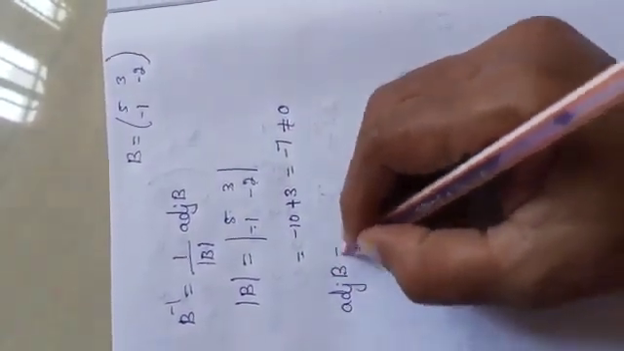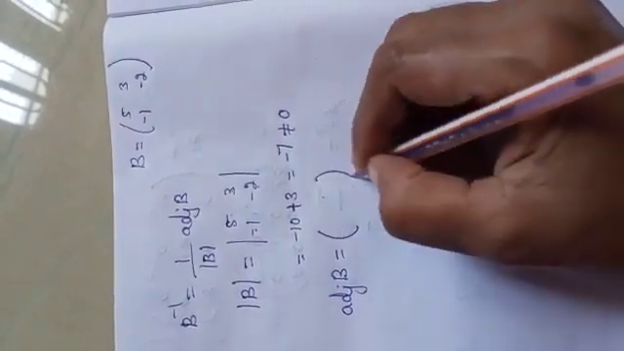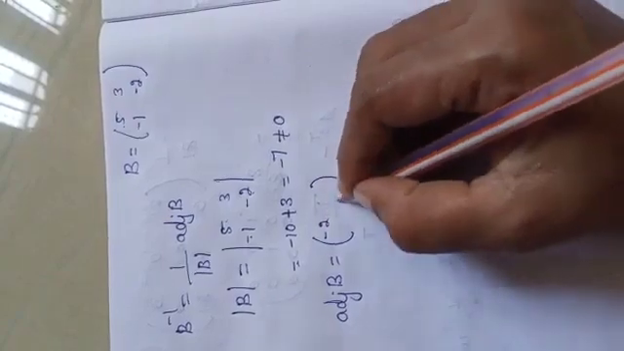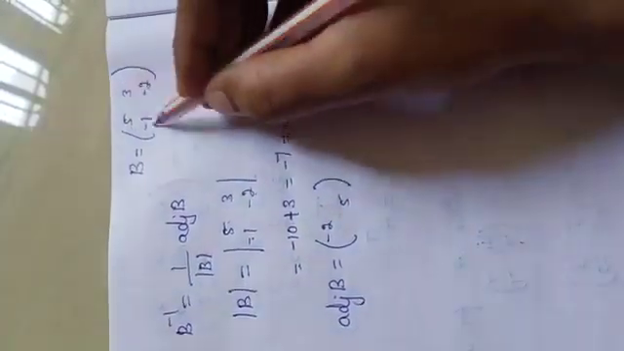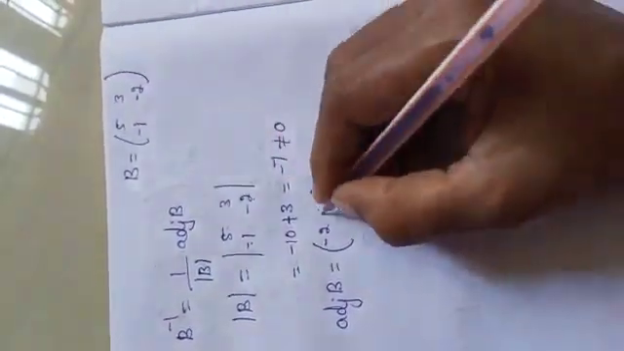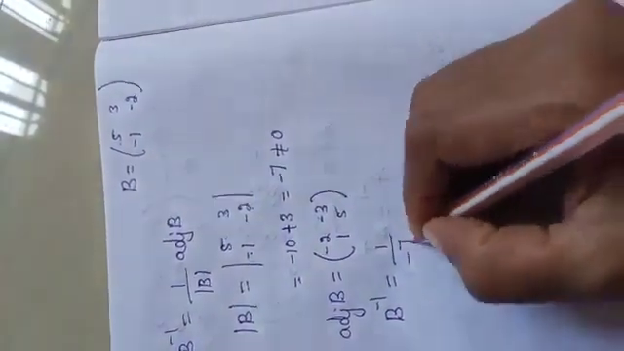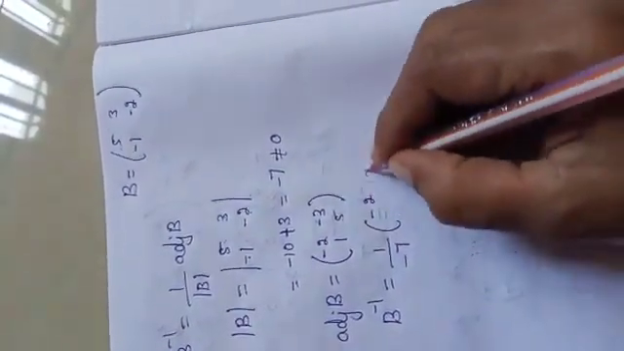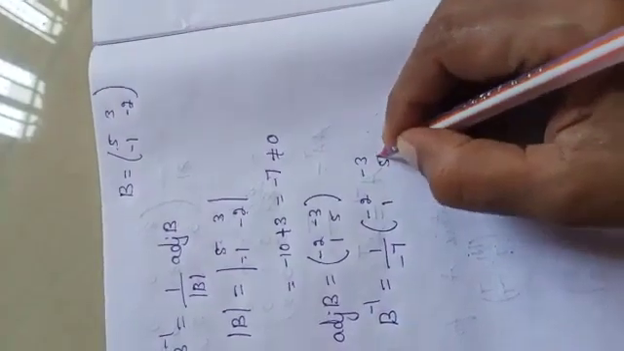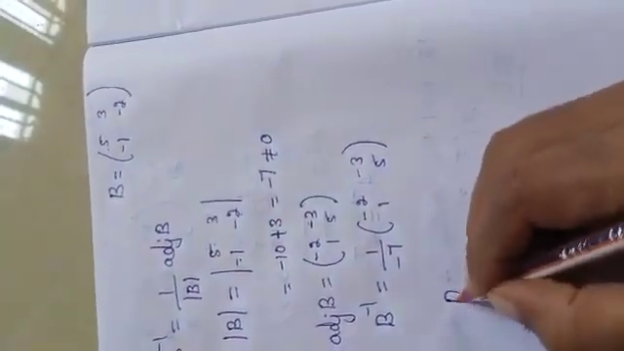How will we find adj B? For a 2 by 2 matrix it's very simple. Interchange the main diagonal: minus 2, 5. For the other diagonal, the same values, only the sign changes: minus 3, 1. Now shall we substitute in the formula? So B inverse is equal to 1 by minus 7 into minus 2, minus 3, 1, 5. So we have got it.